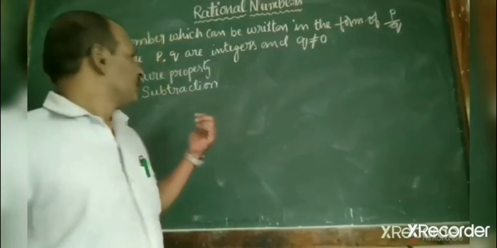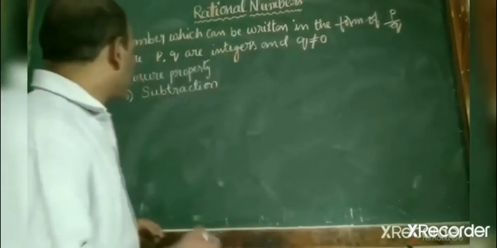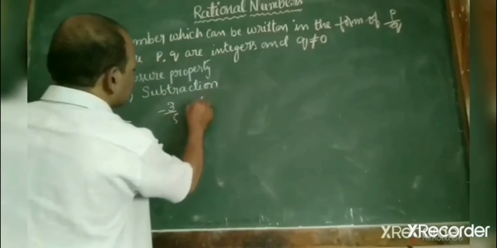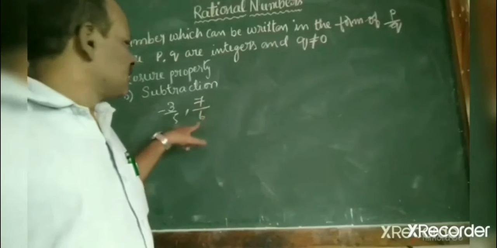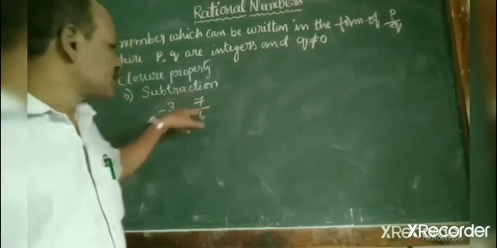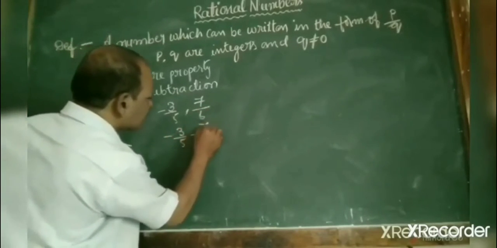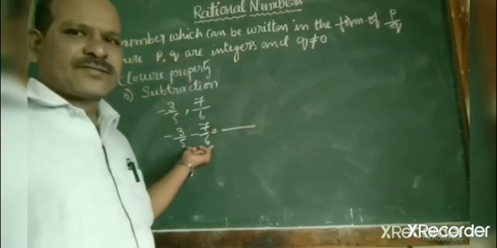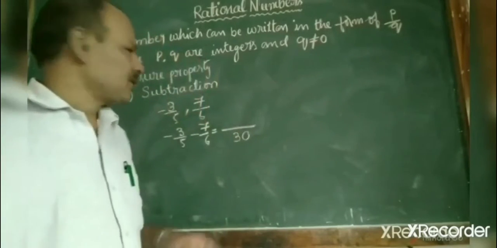Now let us check whether the rational numbers are closed under subtraction or not. Okay, now I am taking any two rational numbers, minus 3 by 5 and 7 by 6. These two are rational numbers. Now I am doing subtraction for these two rational numbers. Minus 3 by 5 minus 7 by 6. Now the LCM of 5 and 6 is 30.